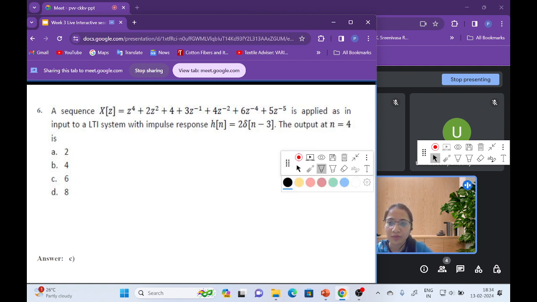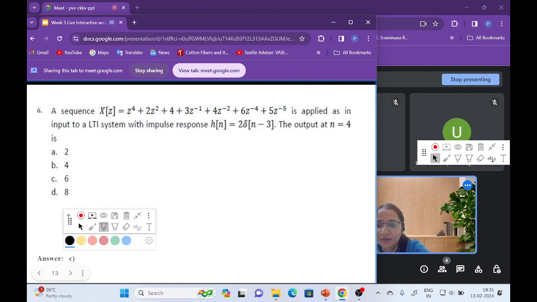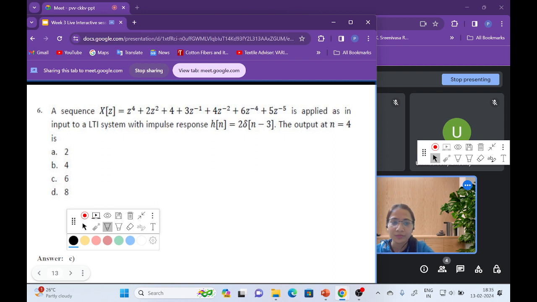A sequence x of z is equal to z to the power 4 plus 2 z square plus 4 plus 3 z inverse plus 4 z to the power minus 2 plus 6 z to the power minus 4 plus 5 z to the power minus 5 is applied as an input to an LTI system with impulse response h of n equal to 2 del n minus 3. The output at n equal to 4 is option A 2, option B 4, option C 6, or option D 8. So would you like to try this question first? This is a very easy question.